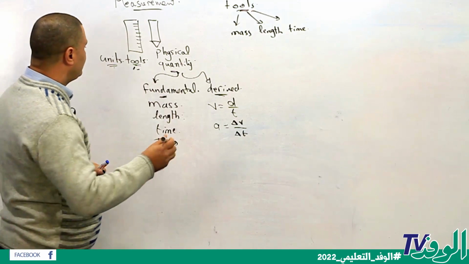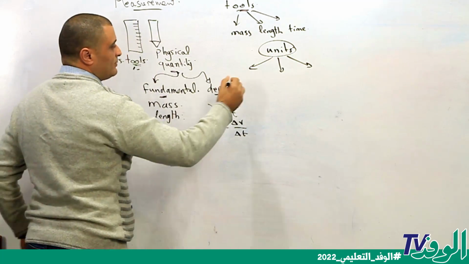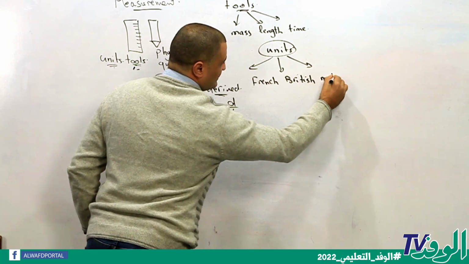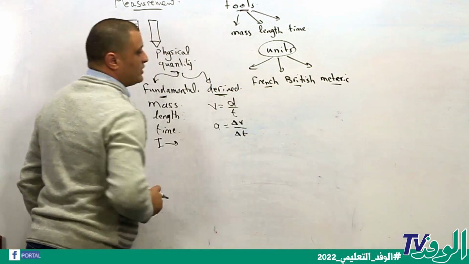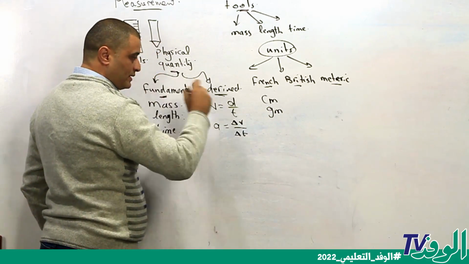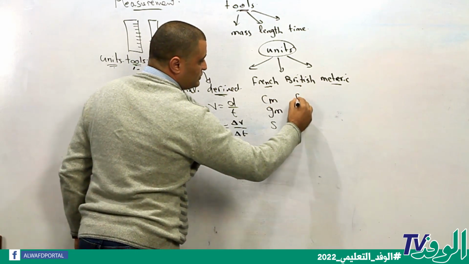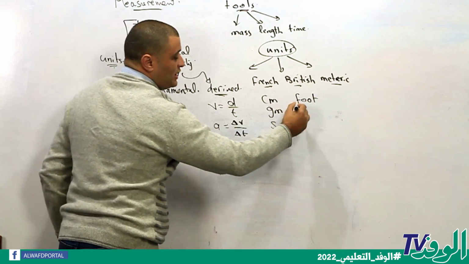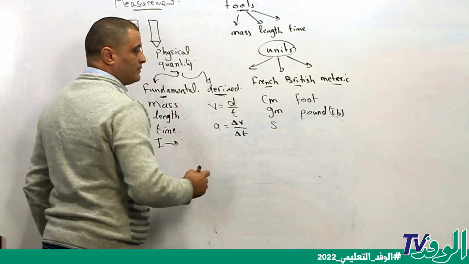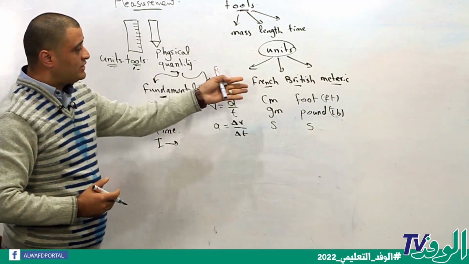What about the units? Here we have three systems for units. Number one, French. Number two, British. Number three, metric. In the French system, we have centimeter for length, gram for mass, and second for time. Number two, in the British system, we have foot and, for the mass, pound, which is called LB. Number two, foot, FT. Number three, second. Second is a common unit in the British and French systems.